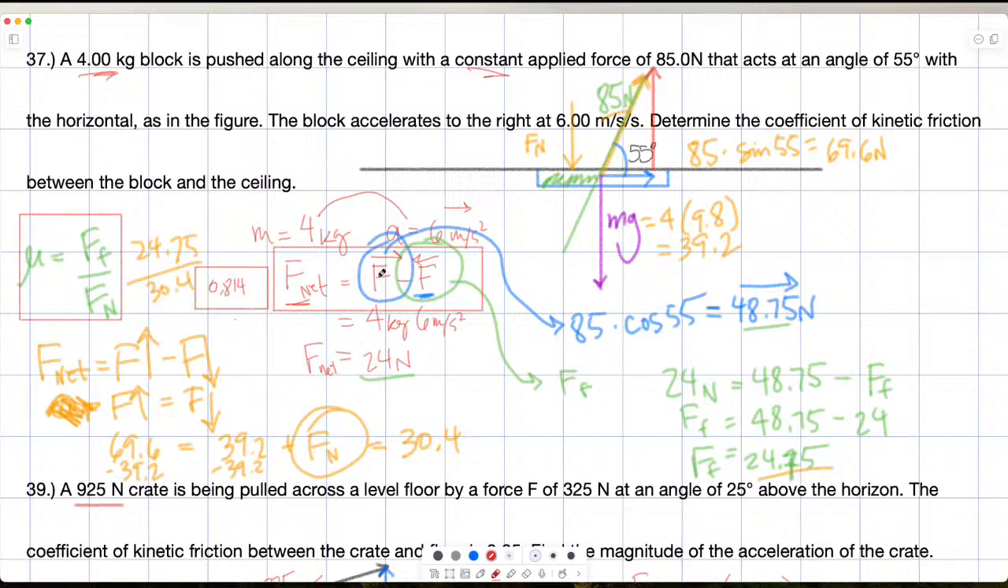Okay, so that means my right facing force is 85 times cosine 55. This is an 85 newton force, and we need the horizontal component. So 85 times cosine 55 is 48.75 newtons pushing to the right. So F net, which is a 4 kilogram mass at an acceleration of 6 meters per second squared, 4 times 6 is 24. So my net force is 24 newtons.